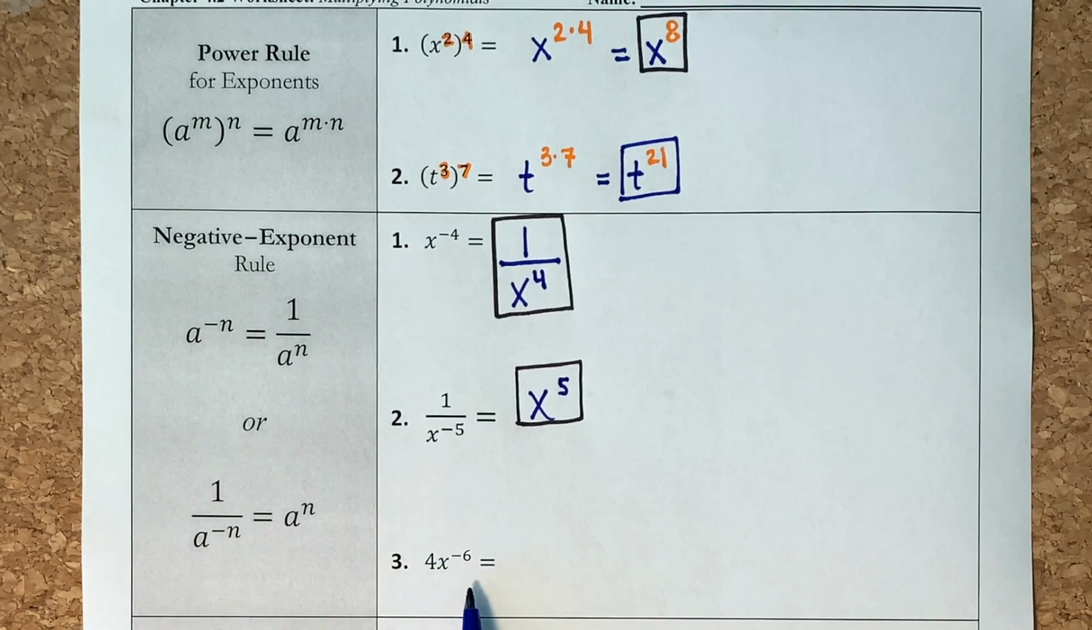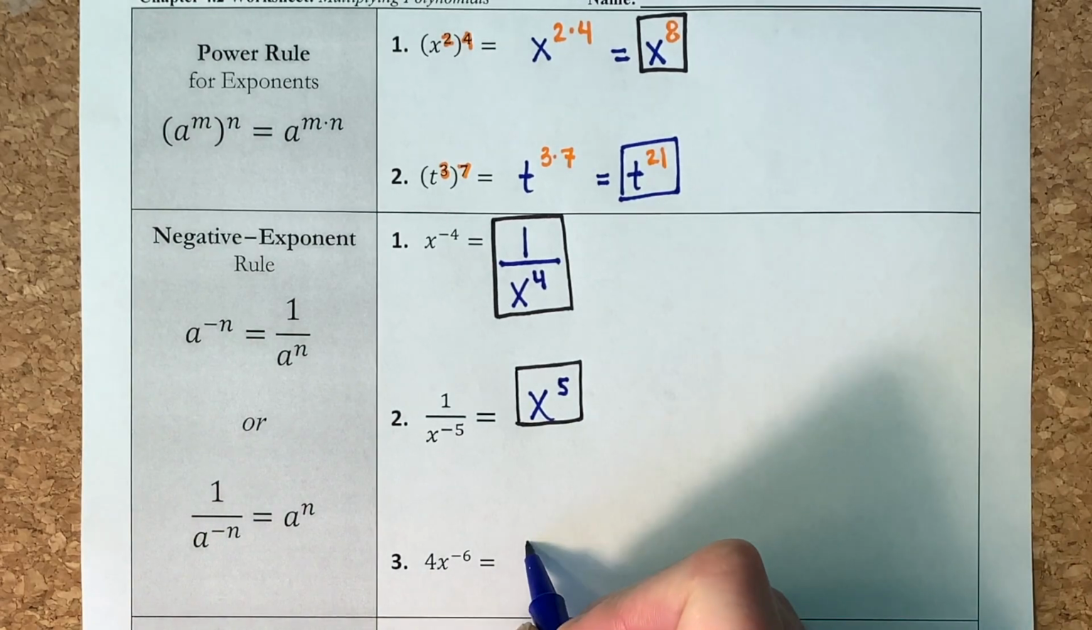Here, since there are no parentheses, we assume that this exponent applies only to what it's directly next to. So this exponent is only being applied to the x. So the 4 does not have a negative exponent. So we're going to leave the 4 where it is.